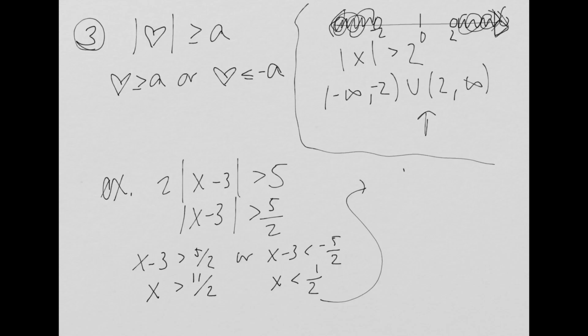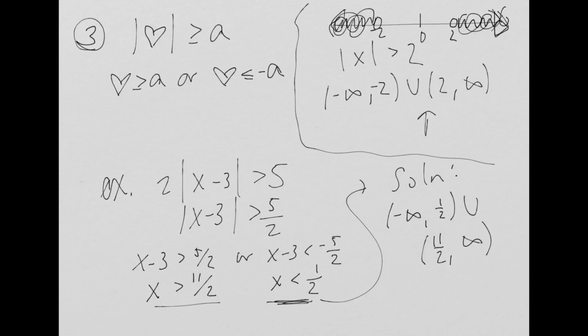Okay, so come up here and let's write our solution. Our solution was everything larger than 11 halves and everything less than 1 half. Now typically when we write this, write the smaller one first. So I'm going to take care of this one first. That says negative infinity to 1 half, union with everything larger than 11 halves. So I got negative infinity to 1 half, union with 11 halves to infinity. Okay, one more of these.